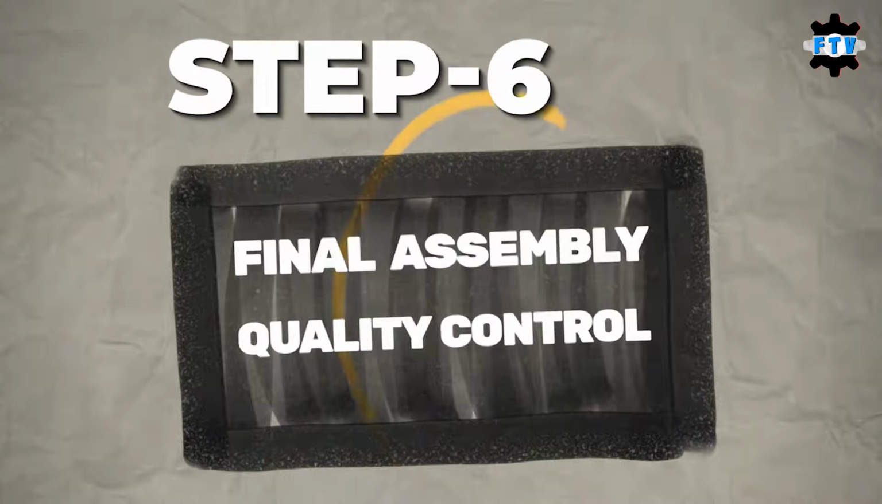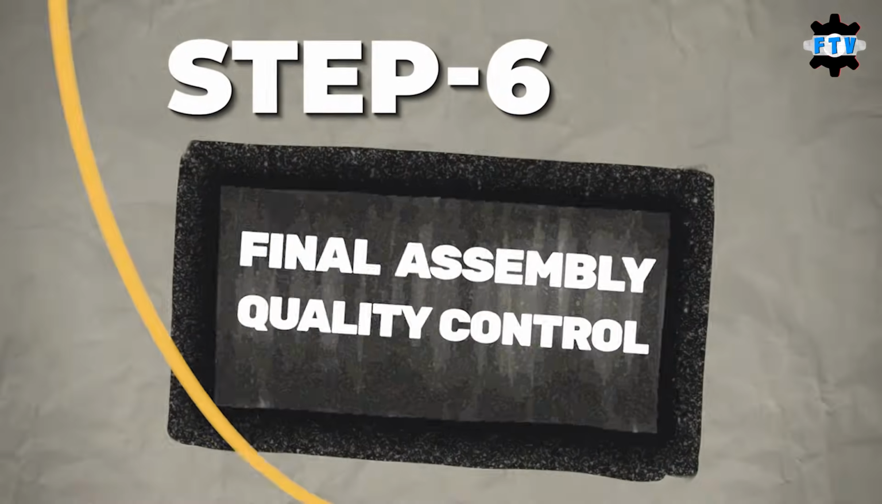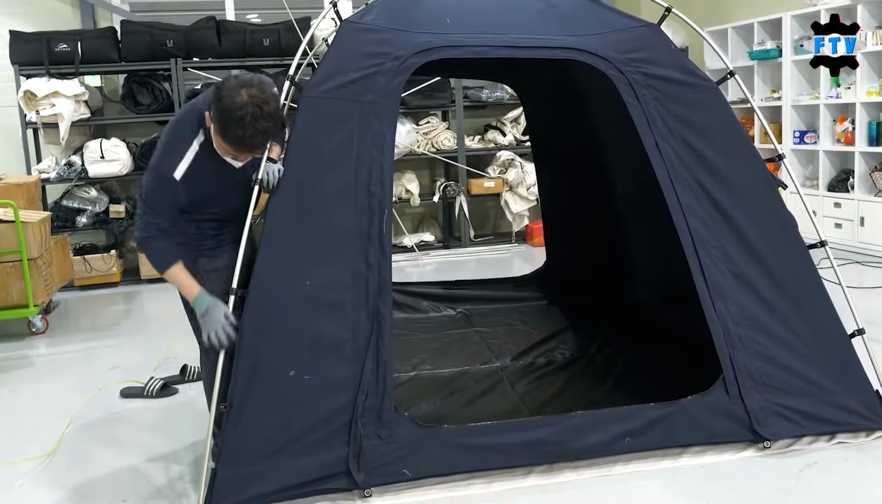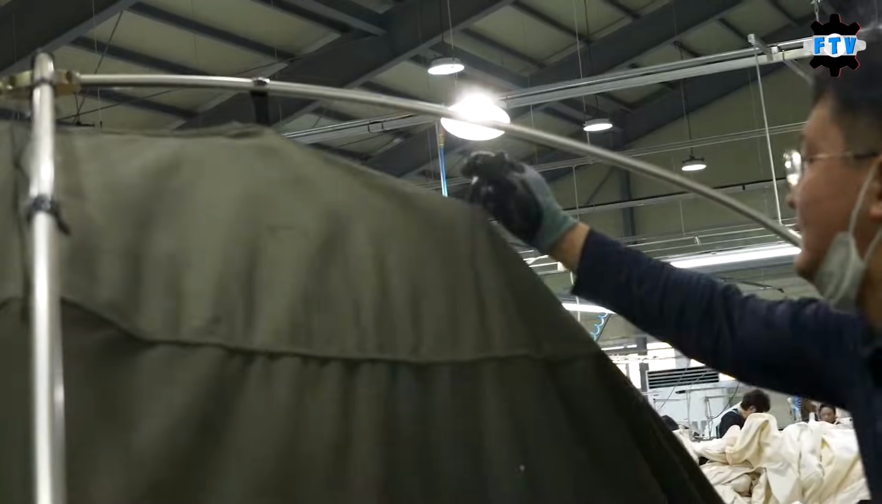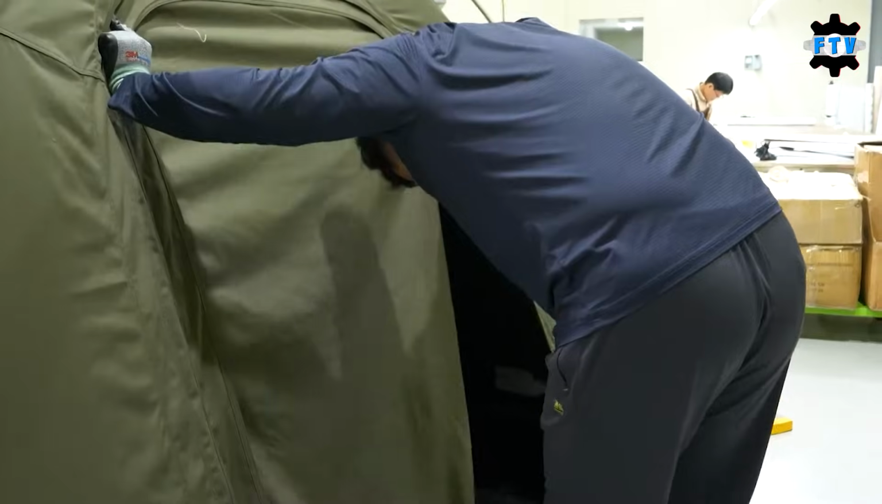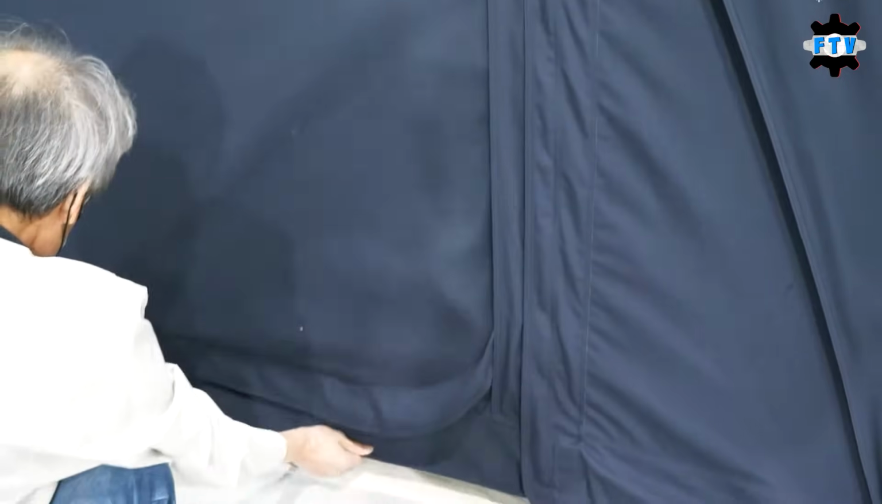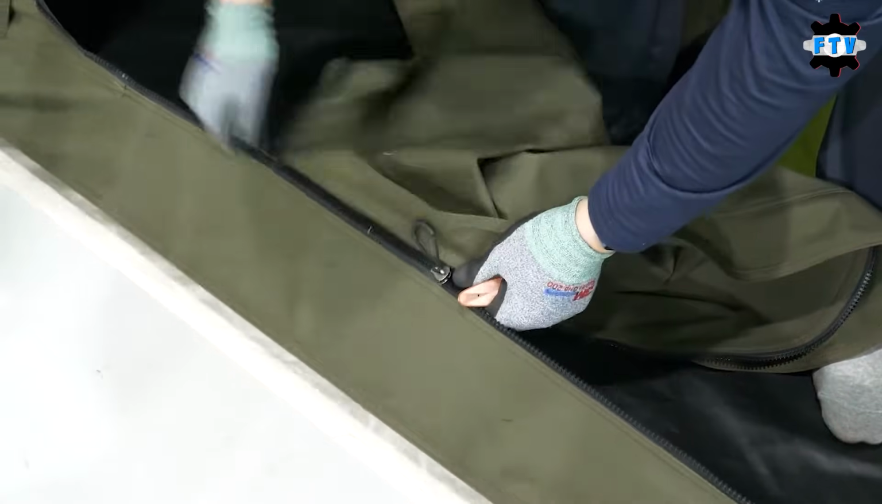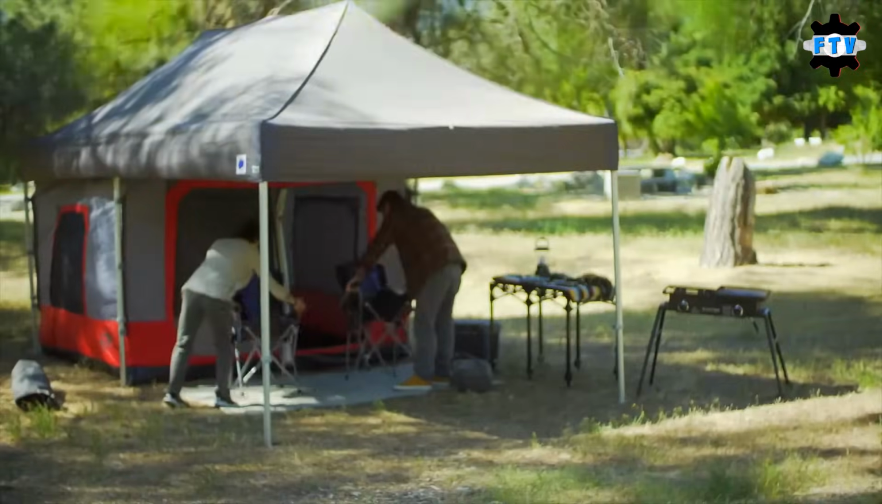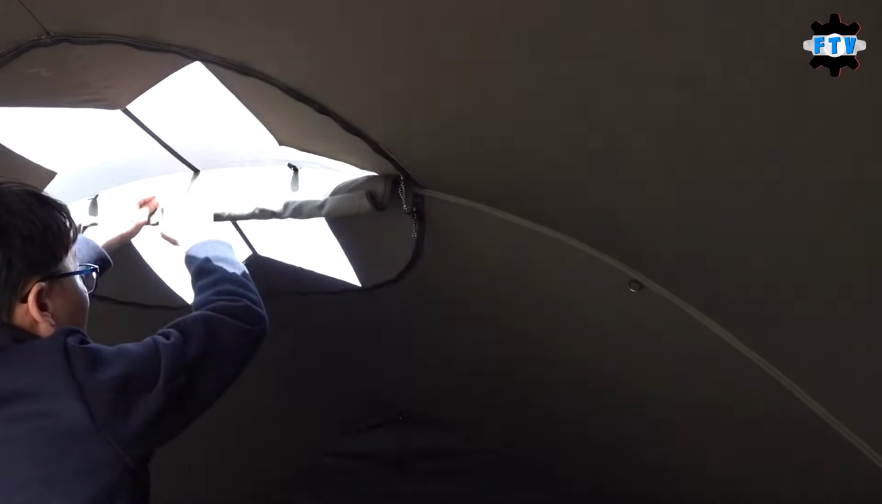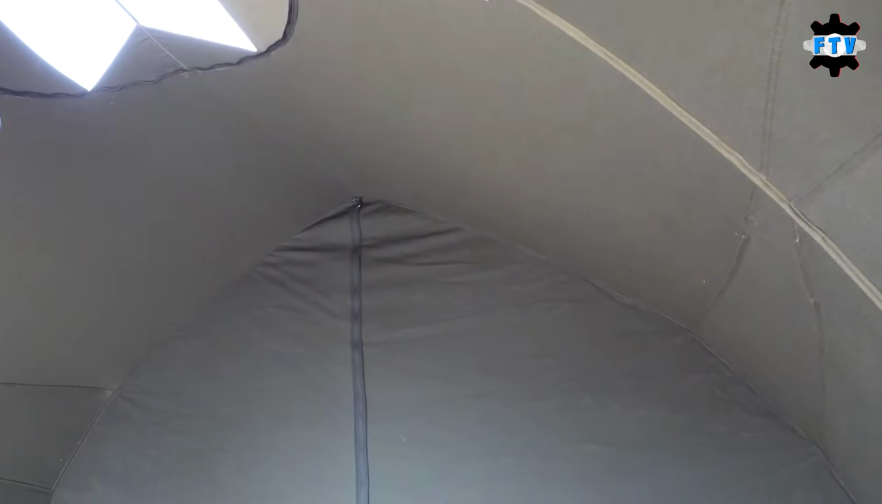Step 6. Final assembly and quality control. With all the parts ready, the tent is assembled for the first time to make sure everything fits and functions correctly. Workers inspect each tent, checking for any flaws in stitching, fabric, or pole construction. Some manufacturers even test their tents in simulated environments, like wind tunnels and rain chambers, to ensure they meet performance standards.